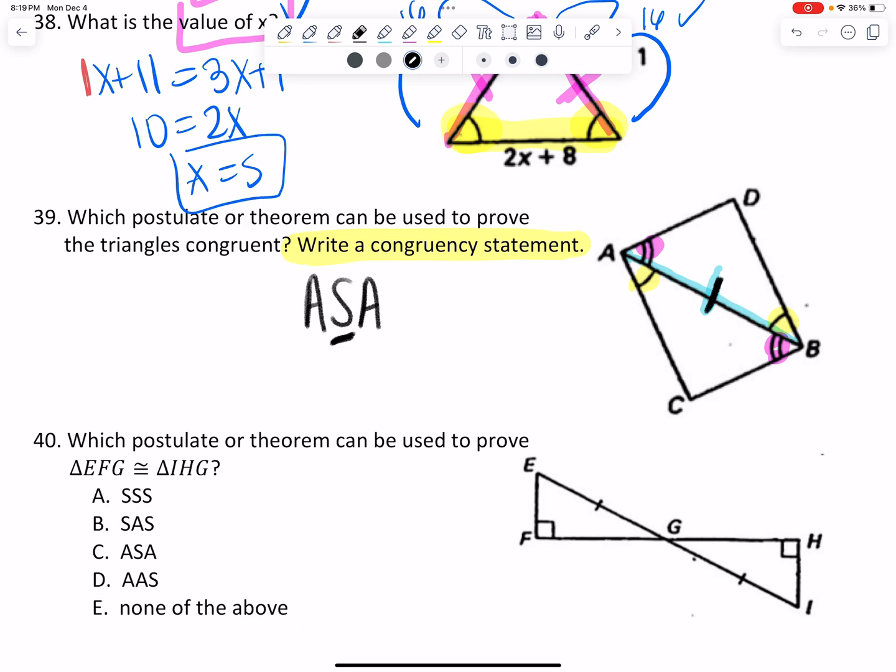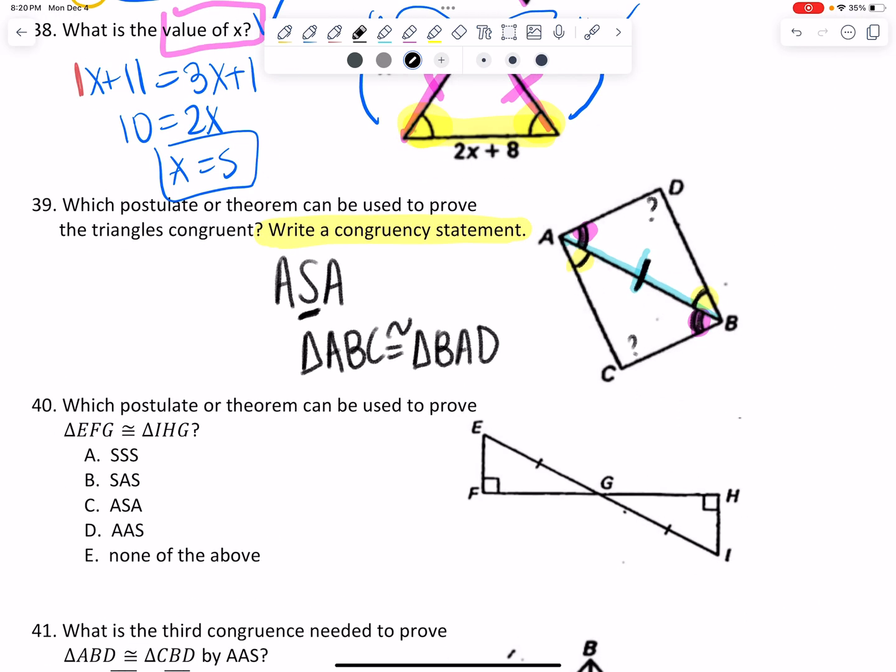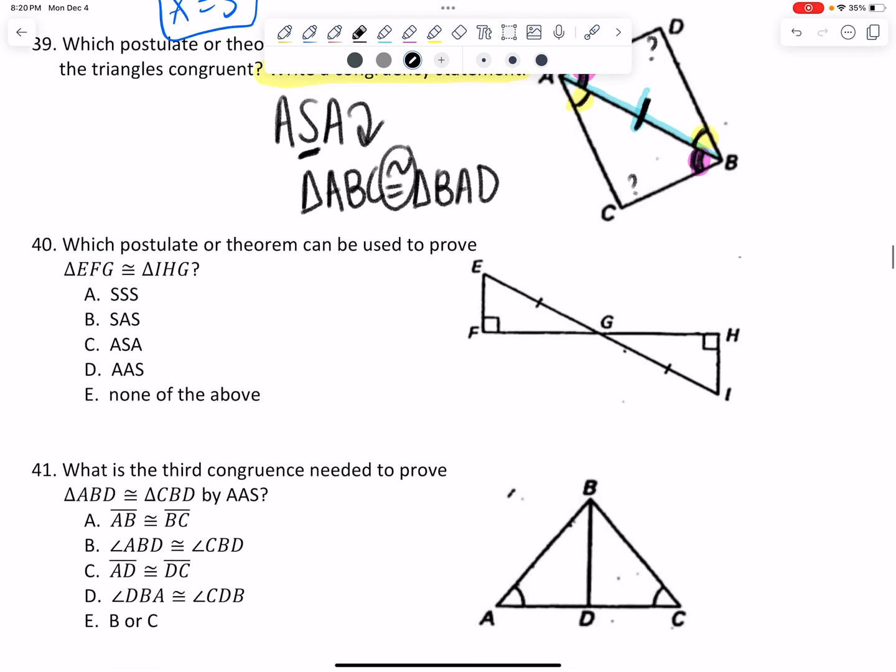And so our triangle congruent statement, I get to name the first one however I want. So say I went ABC. I kind of think of it like tattoos. That has one arc, two arcs, no arcs. So I'm going to do the same thing for the other triangle. Angle with one arc is B. Angle with two arcs is A. Angle with no arcs is D. Triangle ABC is congruent to triangle BAD. That is my congruency statement. It says that two triangles are in fact congruent to each other by the angle side angle shortcut.